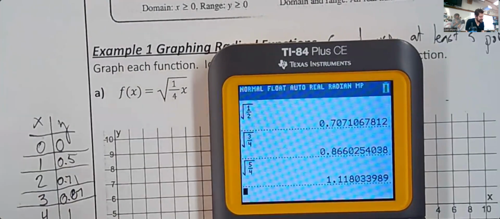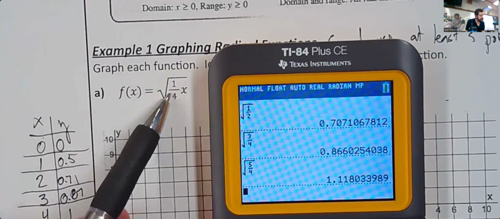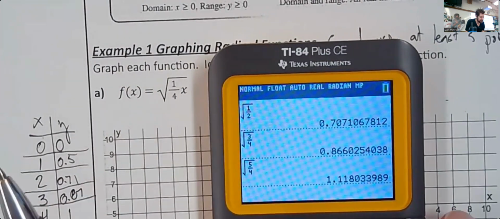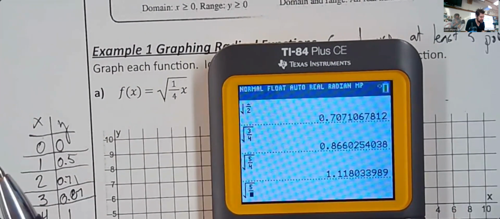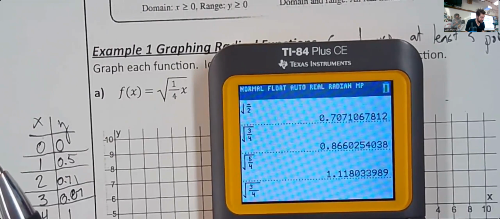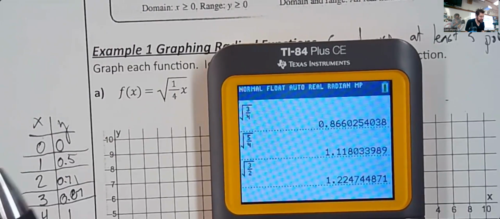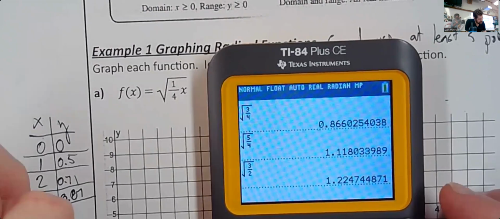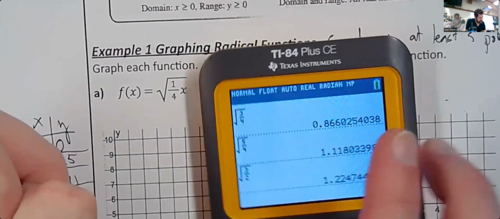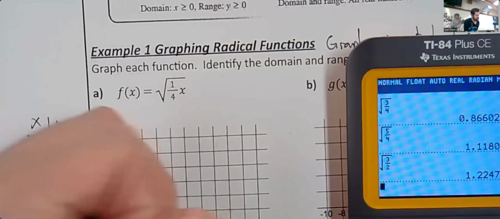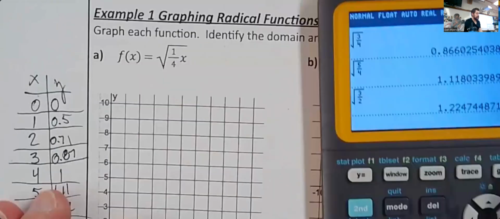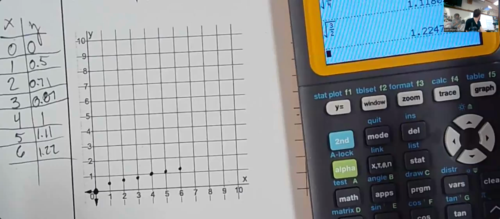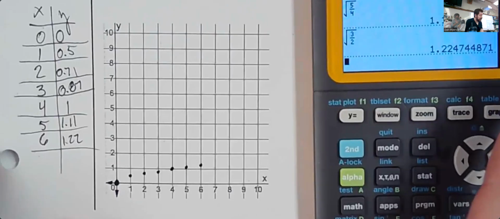Let's see, next, how about 6? 6/4 would be 3/2. So let's see, the square root of 3 over 2 this time. About 1.22, so 6, 1.22. All right, about almost a quarter of the way up. Kind of where we're at now.